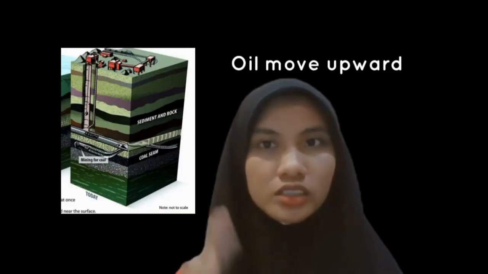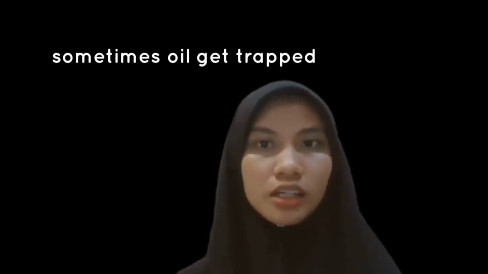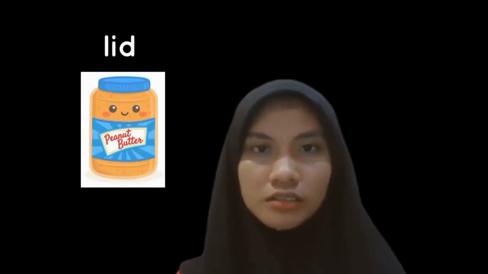The oil now formed starts to move outward through tiny spaces in the rock, just like peanut butter oozing through the bread. Sometimes it gets trapped in certain areas by rocks that won't let it pass, like putting a lid on the peanut butter jar.